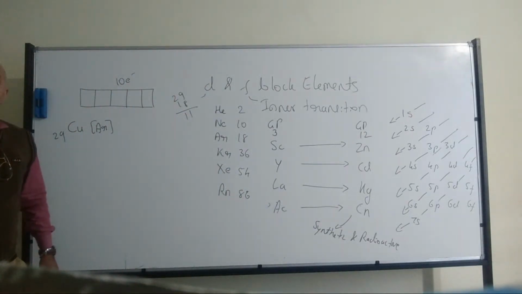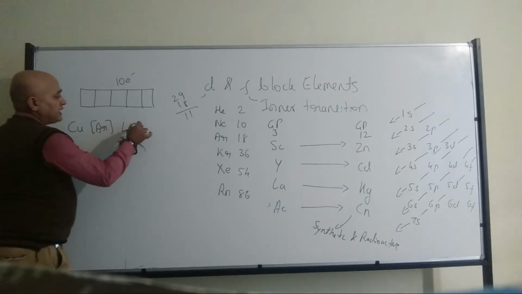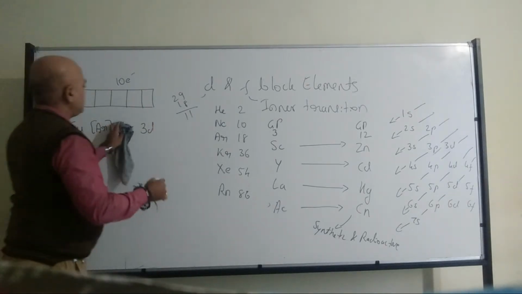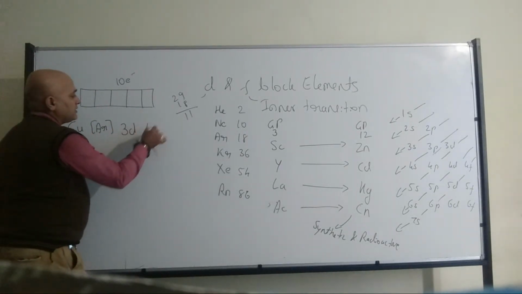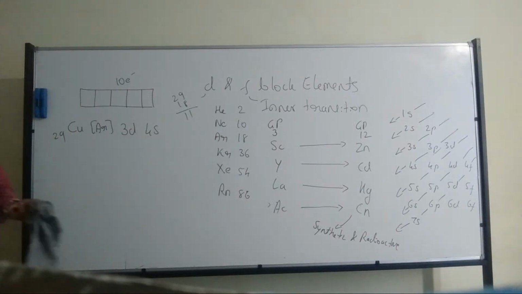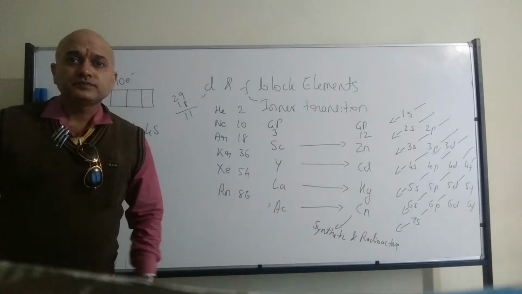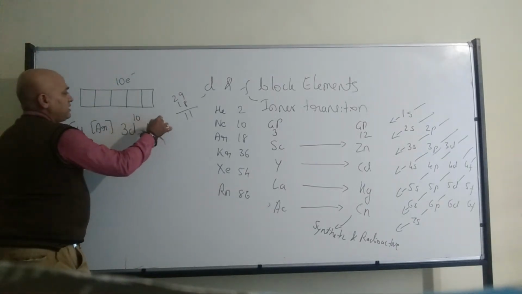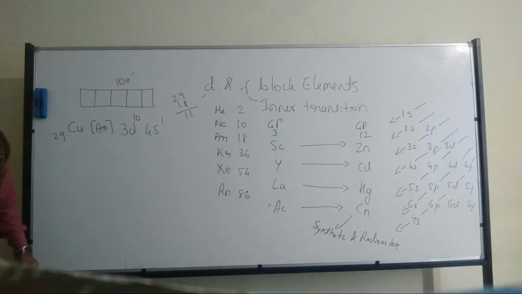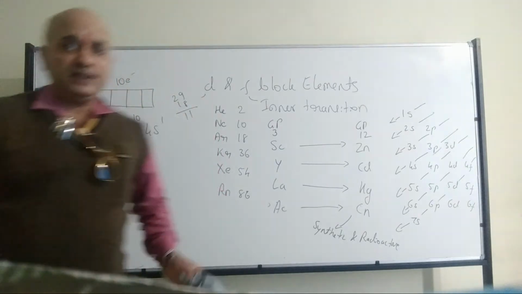Then I have to talk about 4s and 3d. So 4s and 3d, or I can take 4s on the outside because of higher value. So 11 electrons we have to fill up. So it should be 3d10, 4s1. Right? So that's where we have the copper electronic configuration.